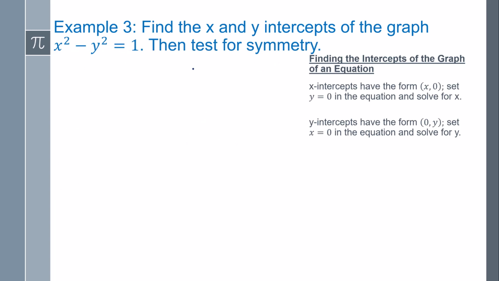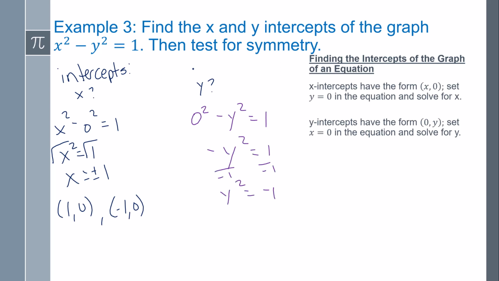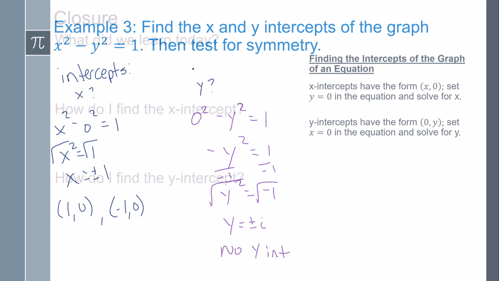For this one right here, our last one, if I wanted to find the x-intercept, I plug in 0 for my y. So I get x^2 = 1. Take the square root of both sides. I get x = plus or minus 1. So that means my x-intercepts are going to be (1, 0) and (-1, 0). For the y, I have to plug in 0 for x, so I get 0 squared minus y^2. Divide both sides by the negative, I get y^2 = -1. Square root both sides, because I get imaginary numbers, no y-intercepts. So this one only has x-intercepts.